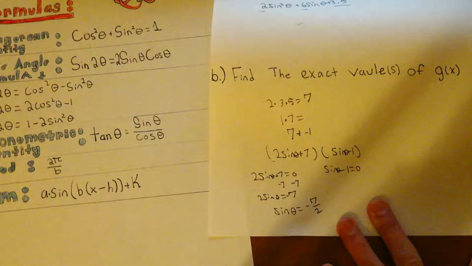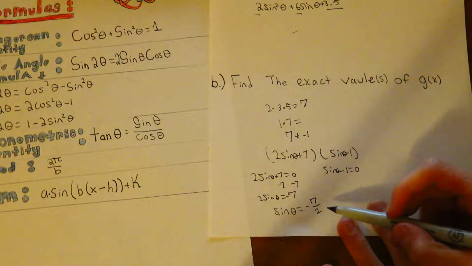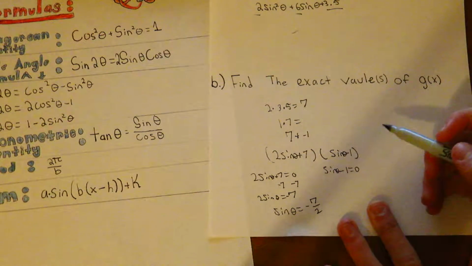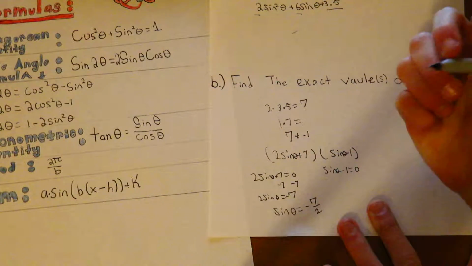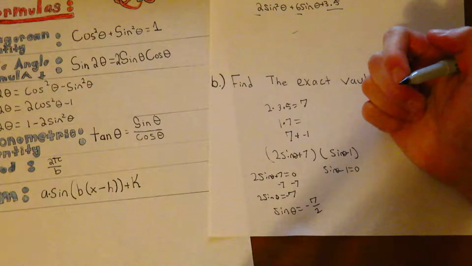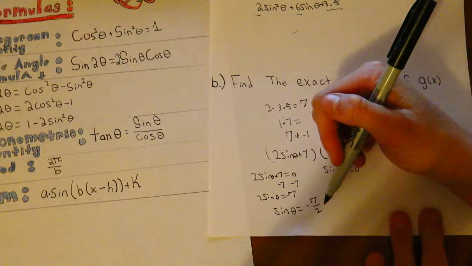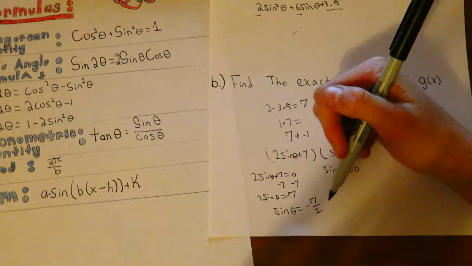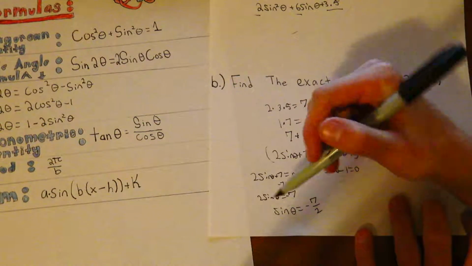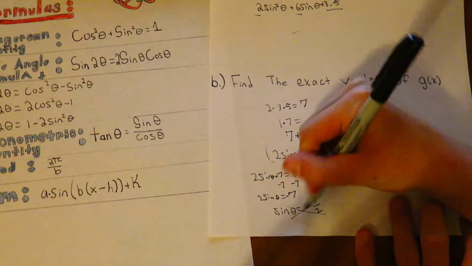But the problem with this is that it is greater than 1 in absolute value. You can't have a sine value with an absolute value greater than 1, because the unit circle doesn't go beyond that. So we know that this isn't an answer.